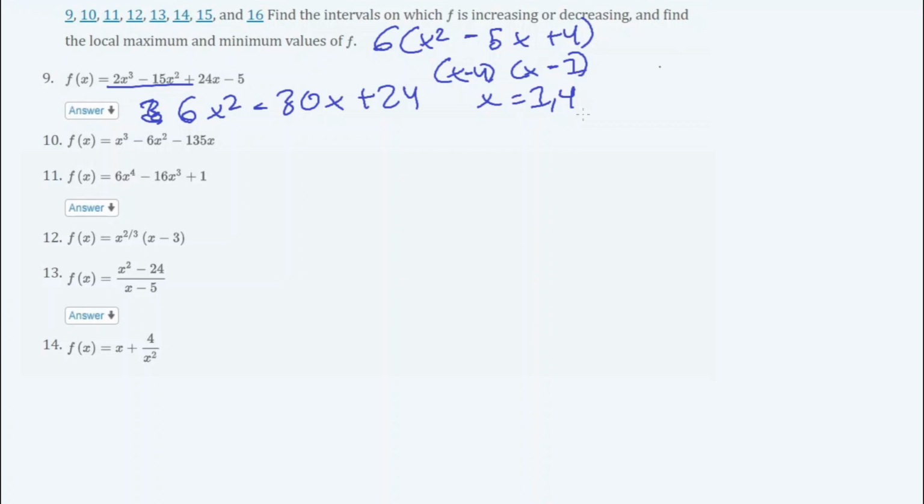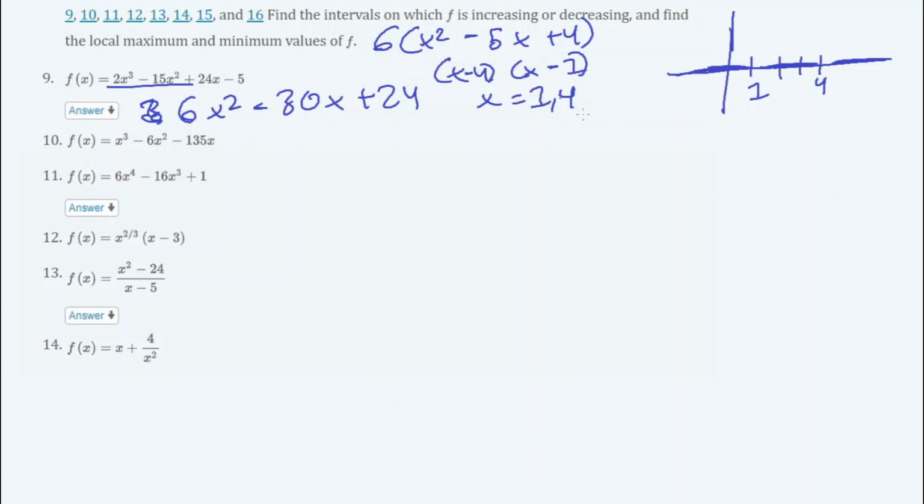So let's draw a little graph to visualize it. We have x equals 1 over here, and then we have 4 right here. At 1 and 4, we need to figure out if it's decreasing on this left side, what's happening in between, and what's happening to the right. In order to find that out, we could just plug any number into the derivative and see if it's negative or positive.